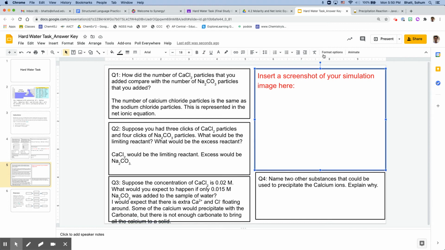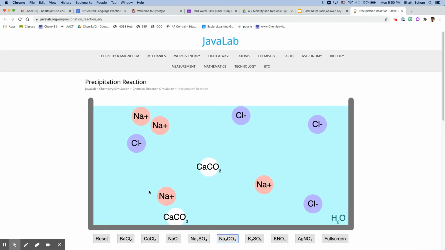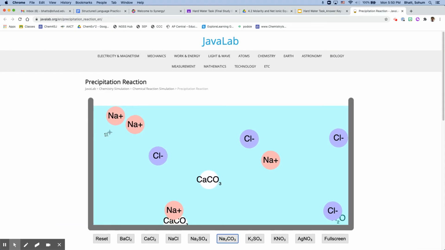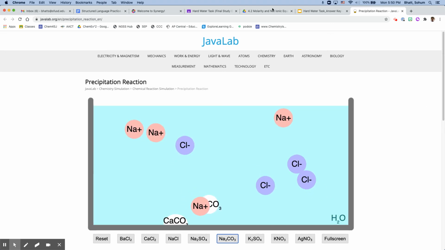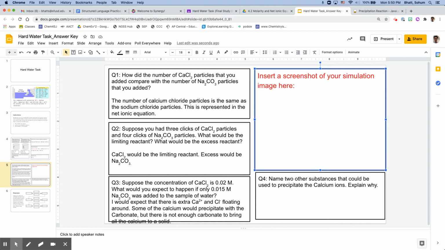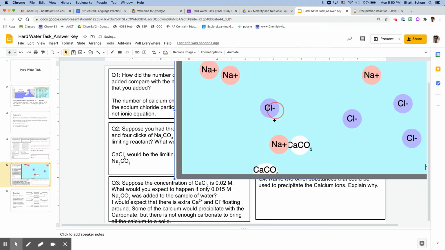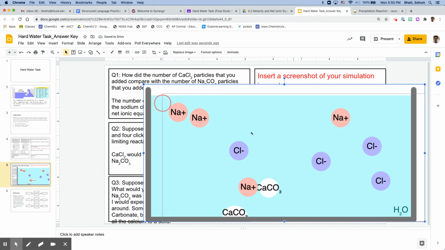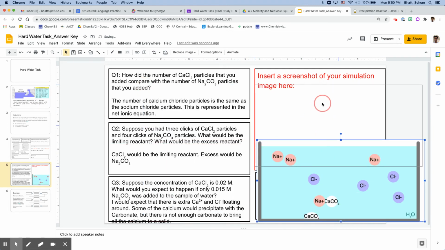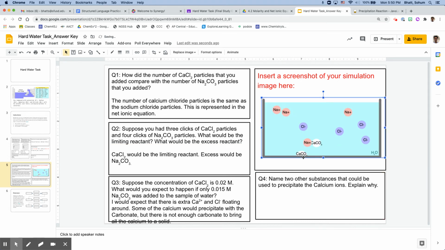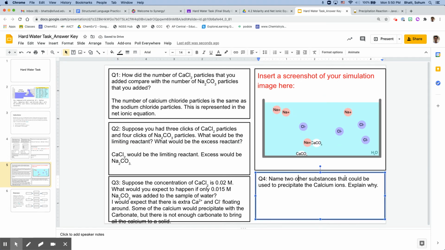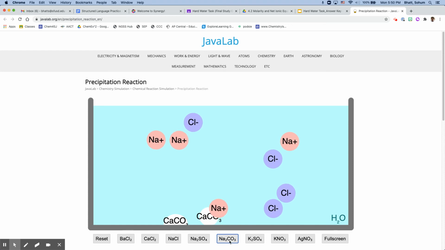So this question is getting at your understanding of what the particle diagram would look like. All right, over here it says give me an image of your screenshot, so you can take a screenshot of your diagram right here and pop that over onto your slide. Let's make that a little smaller. All right, and then name two other substances that could be used to precipitate calcium ions. Well, let's take a look. And if you don't know, then this is a fine place to play around.